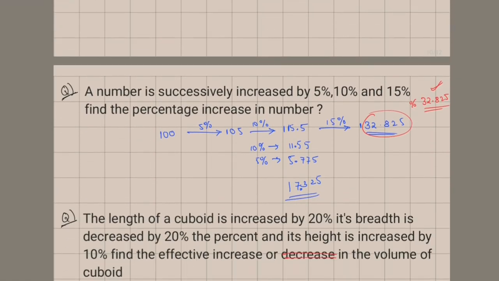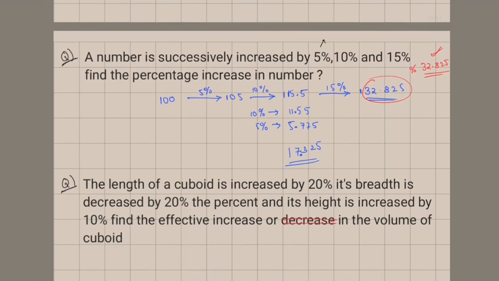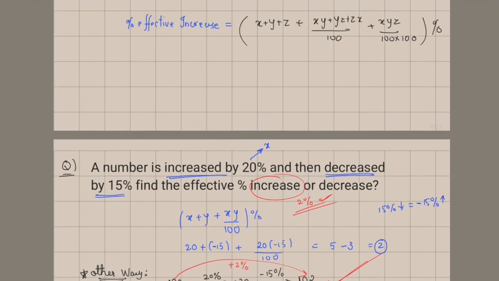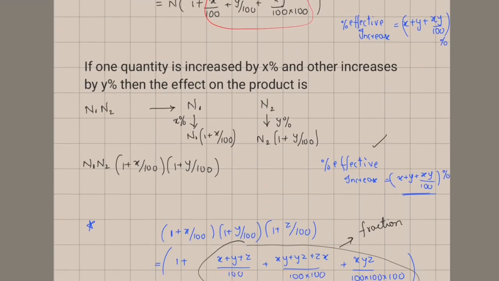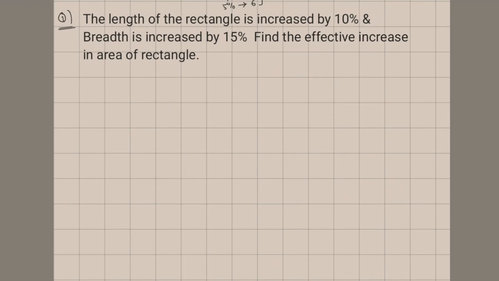So if you substitute 5, 10, 15 in that formula, this is x, this is y, this is z. You will get the same answer, which is 32.825, but it will take a lot of time because we need to add these three, which is 5 plus 10, which is 15, 15 plus 15, which is 30, and then you need to multiply 2 at a time, 50 plus 150 plus 75. So it takes a lot of time. Then I suggest you go in this way. So if there are more than 2 terms, go in this way. If just 2 terms are given, then follow our result, which is x plus y plus xy by 100. Follow this result. Let's see another problem.